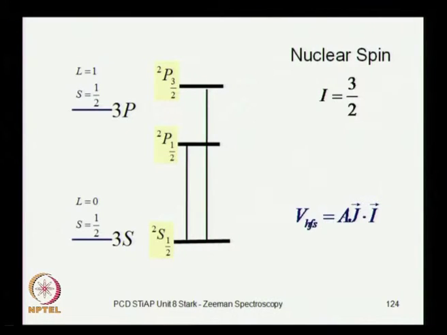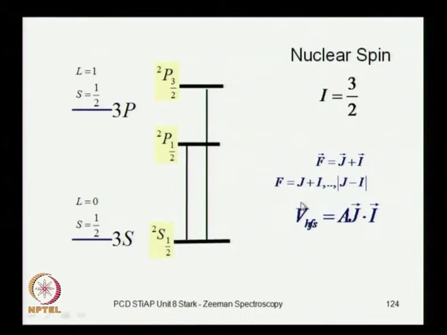So, the excited state 3p is already a doublet, this is the spin orbit doublet, and then there is a hyperfine structure. There is the nucleus spin, which for the sodium atom is 3/2, and there is this hyperfine structure interaction which I mentioned at the beginning of this class. So, you have to take this interaction also into account.